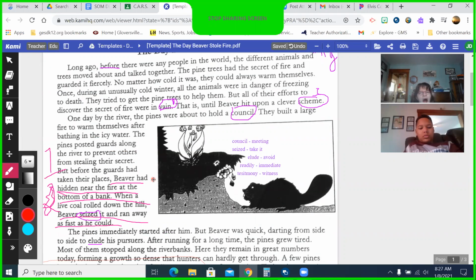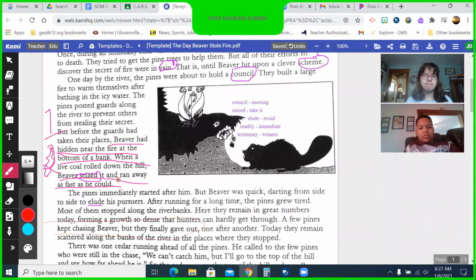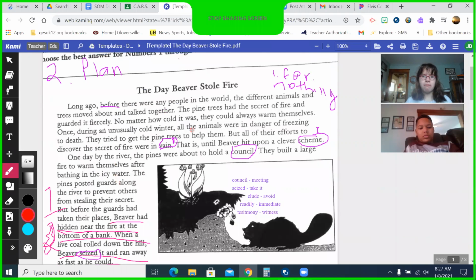The Times posted guards along the river hours from stolen sheep. Okay, where are you in the text? Okay, second paragraph. All right.